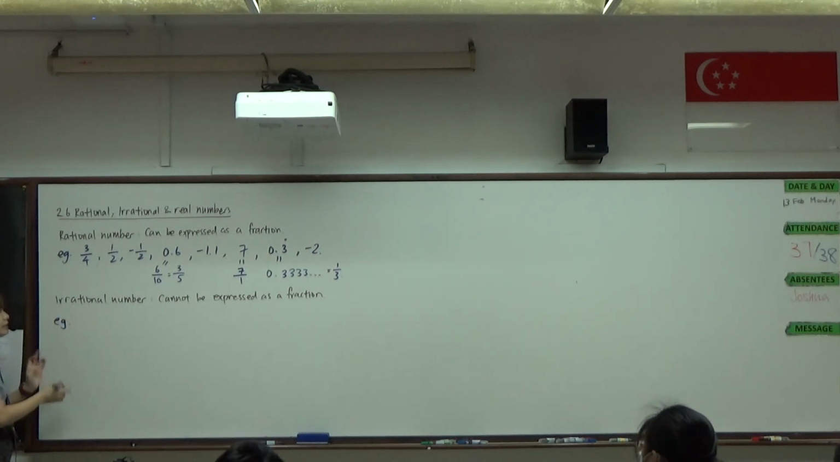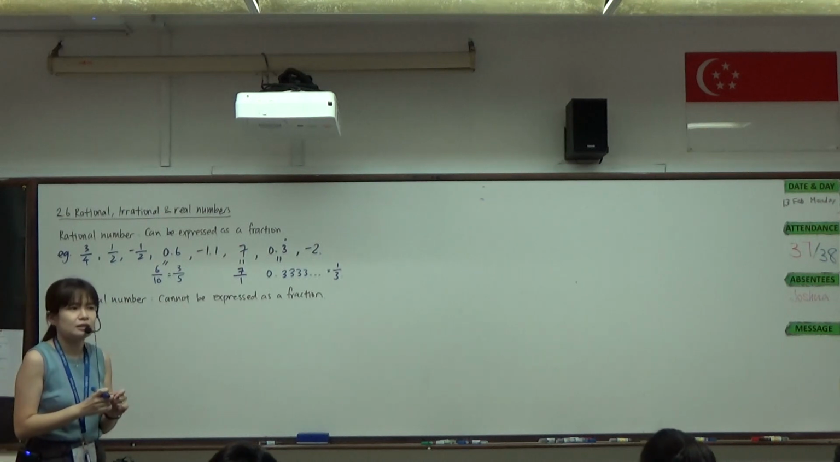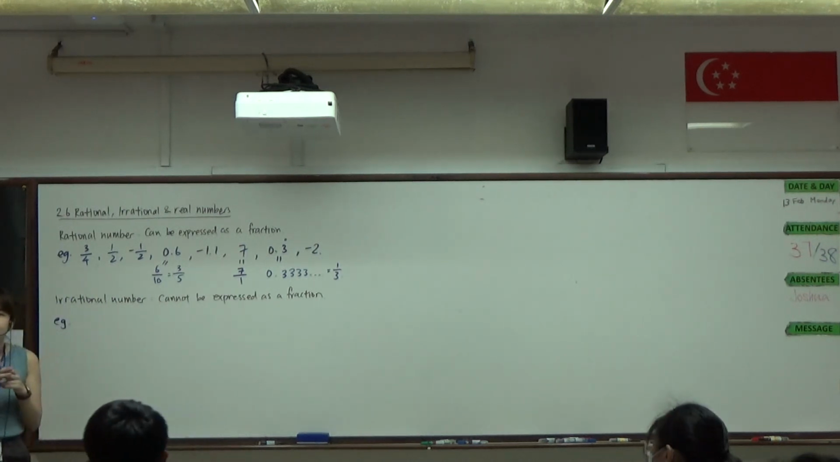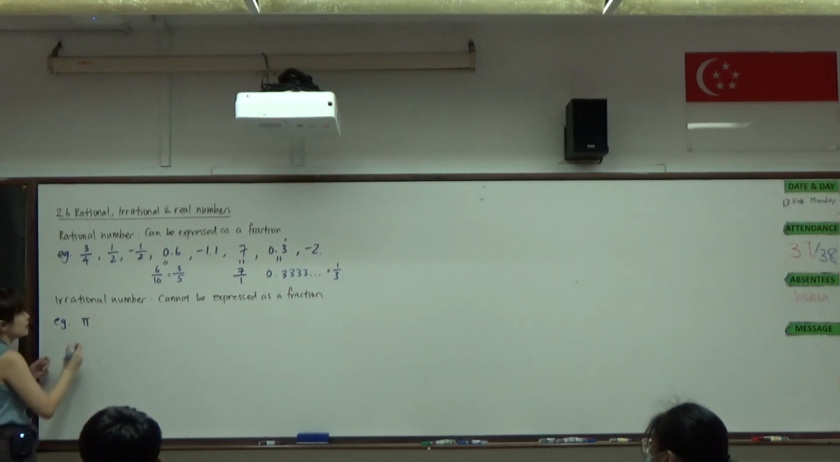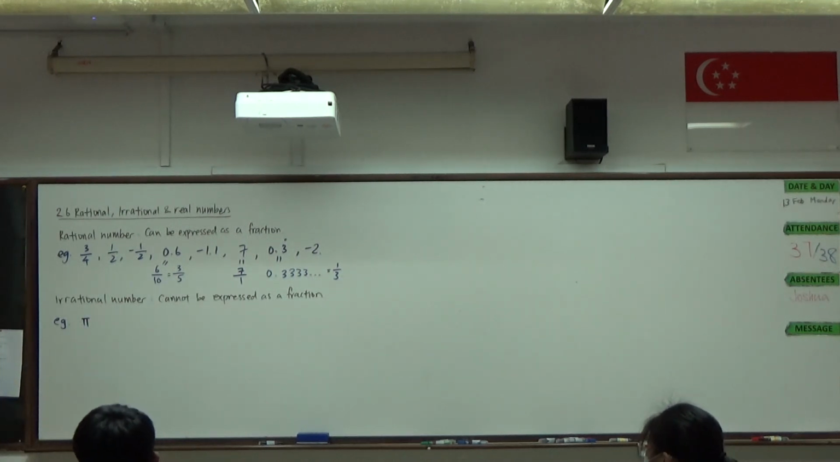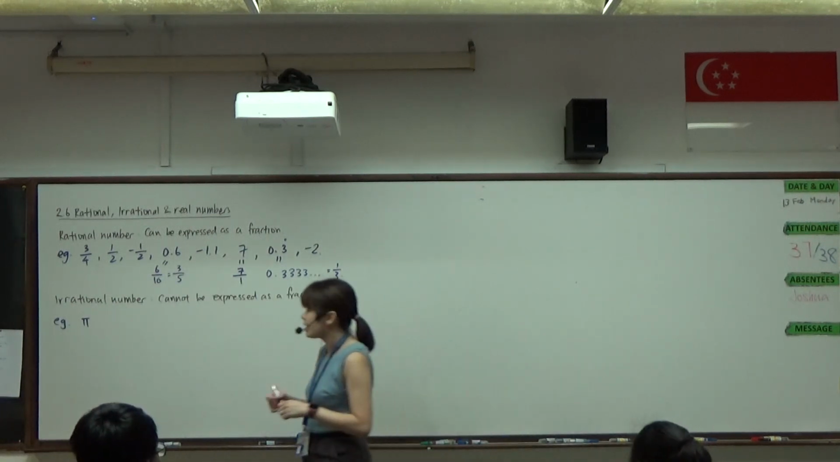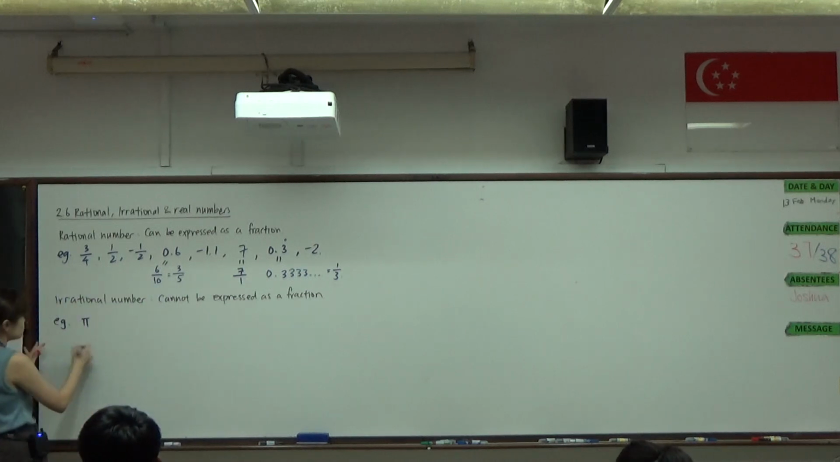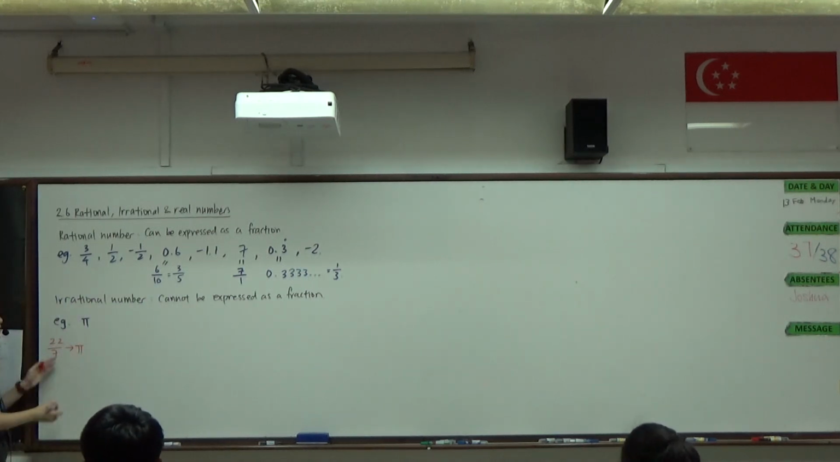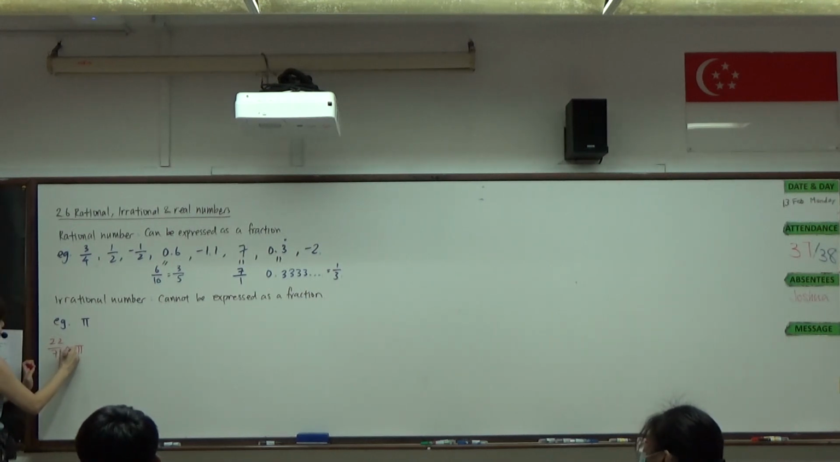For irrational numbers, they are numbers that cannot be written as a fraction. What is one example? Yes, pi. Very good. Pi is a number that cannot be written as a fraction. Do you agree with that? But then, in primary school we learned that we can use 22 over 7 to represent pi, right? Then are they not equal? They are not exactly the same, they are only approximations of each other.